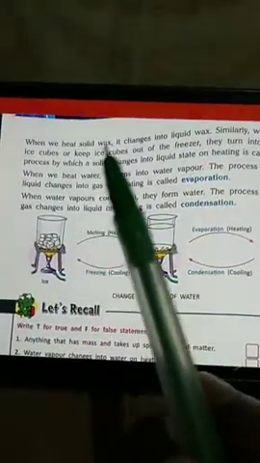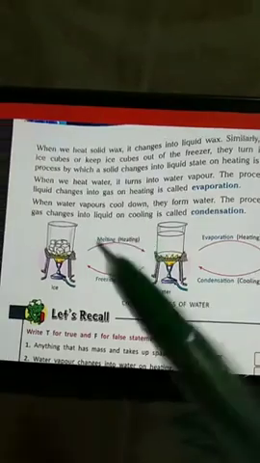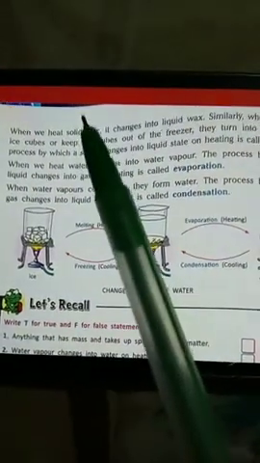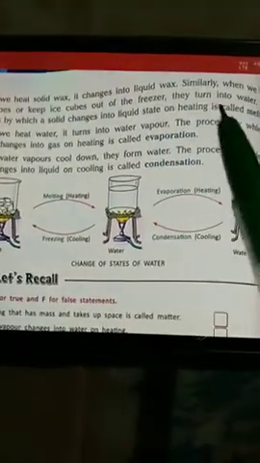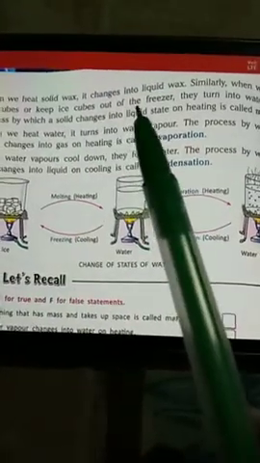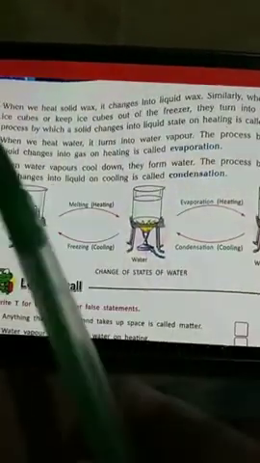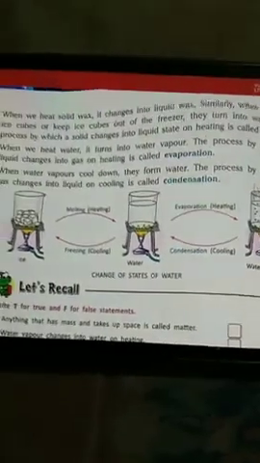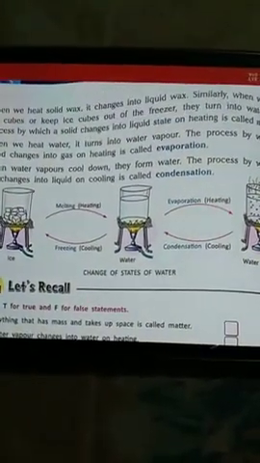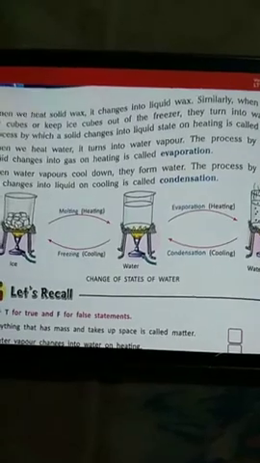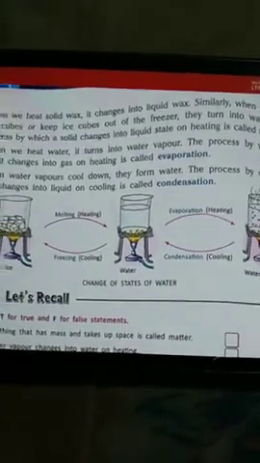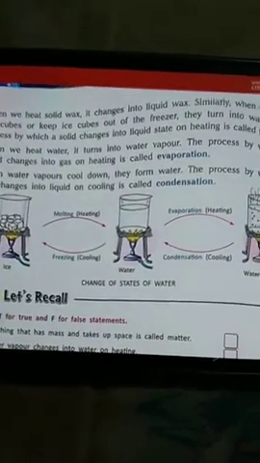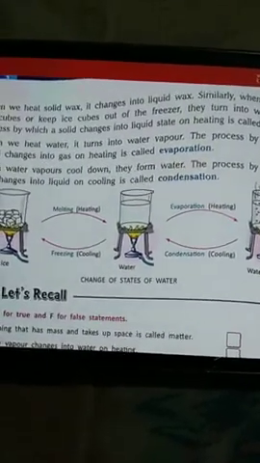When we heat solid wax, you can say a candle, it changes into liquid wax, right? Similarly, when we heat ice cubes, or keep the ice cubes out of the freezer, they turn into water. A candle is in solid state. You can hold the candle, but what happens when we heat it? It starts to melt and the solid turns into liquid, which means the solid state has changed to liquid state.